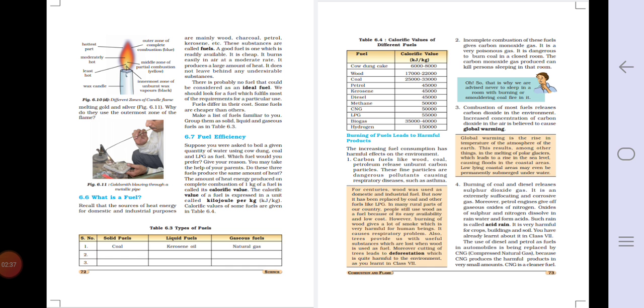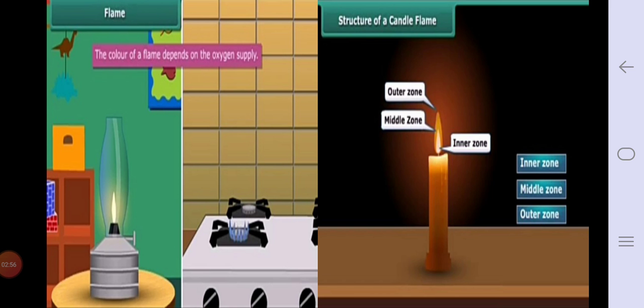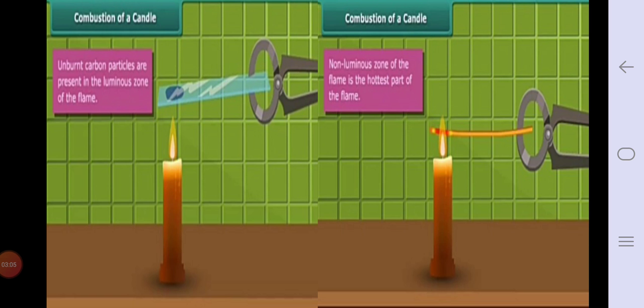Hottest part is shown there, moderately hot is shown, least hot is shown. So outer zone is most hot, middle zone is moderately hot, and inner zone is least hot. Means as the layers are shown, the hotness also decreases. Outermost part is the hottest here. Now this we are going to see by 2 activities.